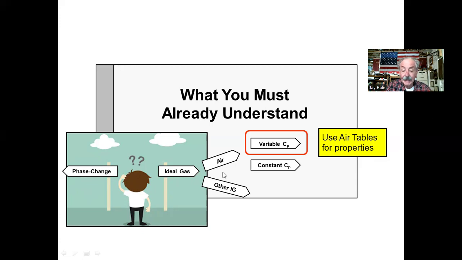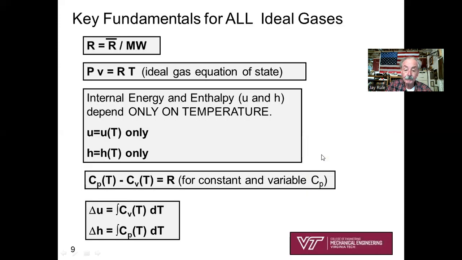Yeah, okay, we've got air. CO2, the Airtables aren't going to apply. Then you've got air, and how will I model the specific heat? If the answer is, I've got a pretty wide temperature range, I want to model the specific heat as a variable, not a constant value, that's when you use the Airtables properties.